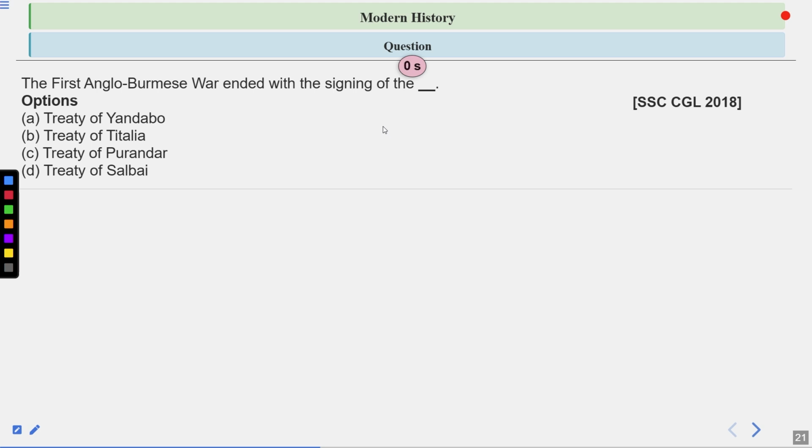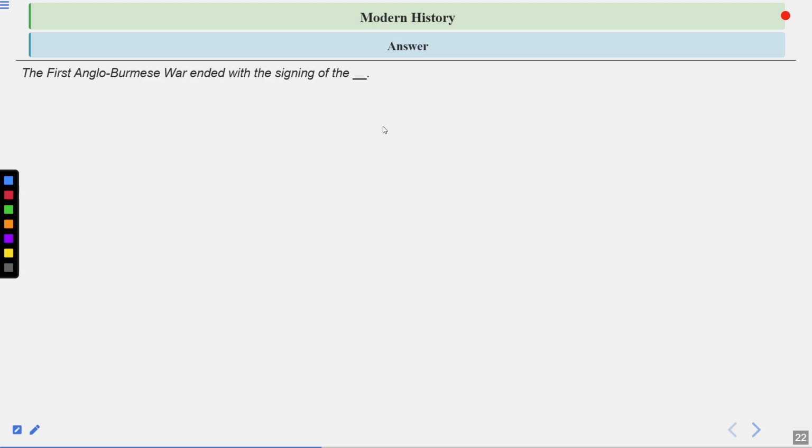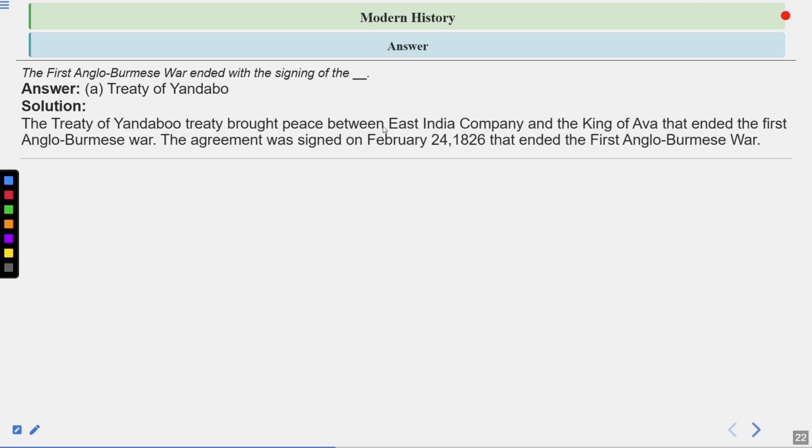Time's up. The correct answer is A, Treaty of Yandabo. Solution. The Treaty of Yandabo brought peace between the East India Company and the King of Ava that ended the First Anglo-Burmese War. The agreement was signed on February 24, 1826.